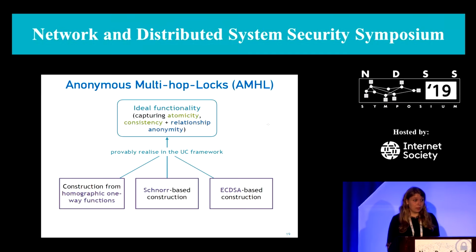So how we solve this is that we came up with a cryptographic primitive that we call anonymous Multi-Hop Locks. To capture the security and privacy guarantees that we want to get, we formalized an ideal functionality describing exactly this behavior that we want to achieve. And then we came up with 3 different constructions that we proved to realize this ideal functionality. We did this in the universal composability framework, which allows us to use this primitive to build broader applications such as payment channel networks.